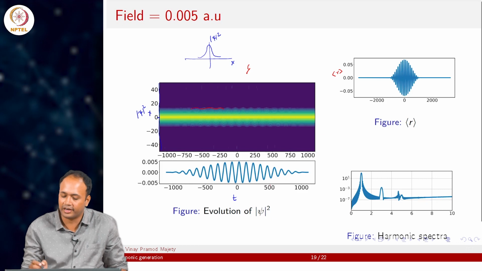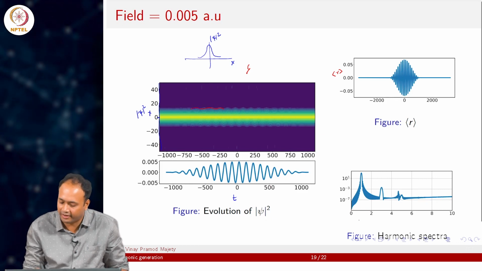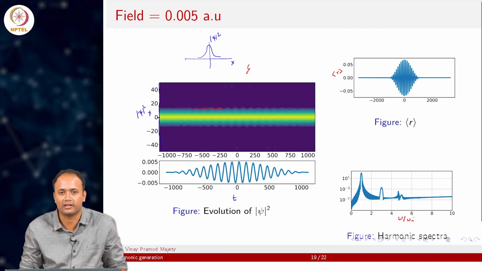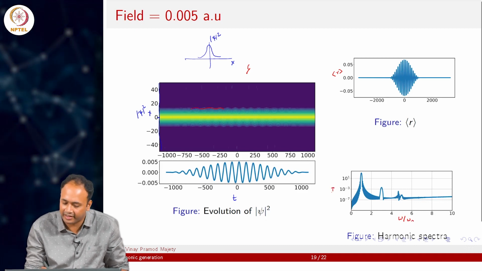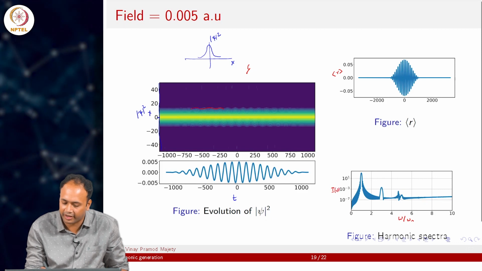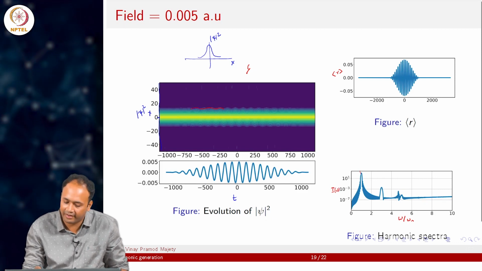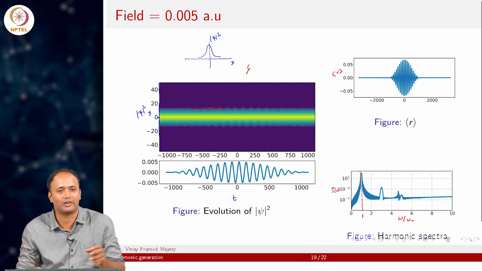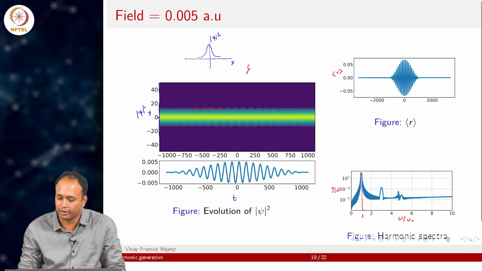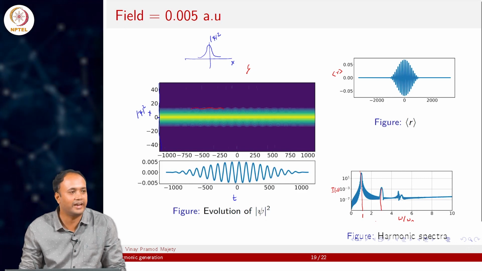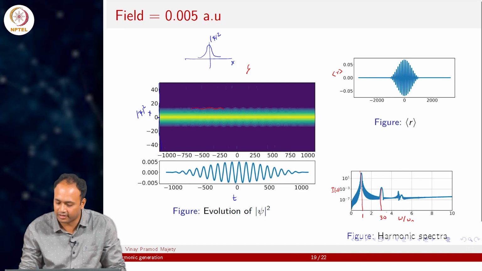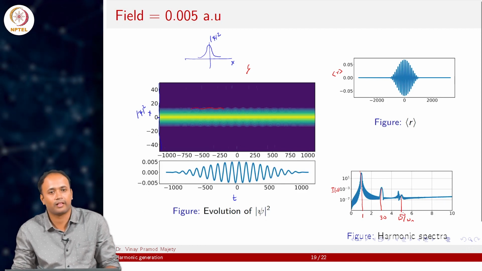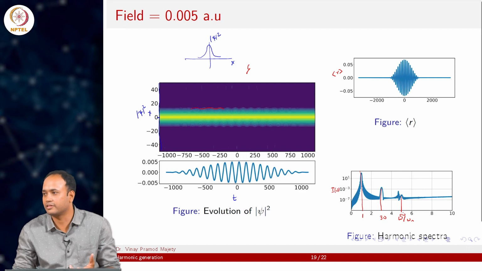However, if you take the Fourier transform of this, you see that I have normalized omega with respect to omega naught, the driving field, and that's the intensity at each frequency. You still have a large peak at the first harmonic. It's not a harmonic, but it's at the driving field, but you also start seeing that there is a certain intensity at 3 omega, there is a certain intensity at 5 omega, and so on. Right. So that's how harmonics are generated.